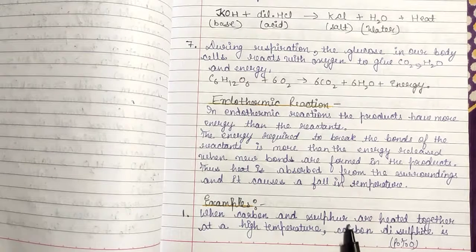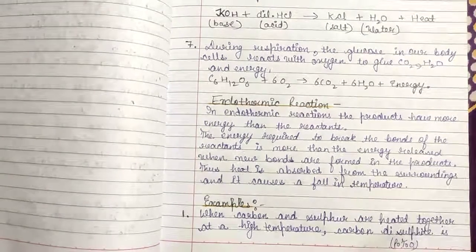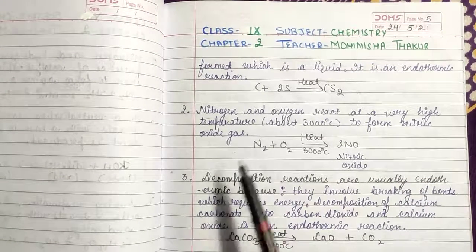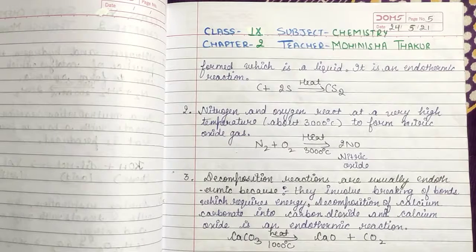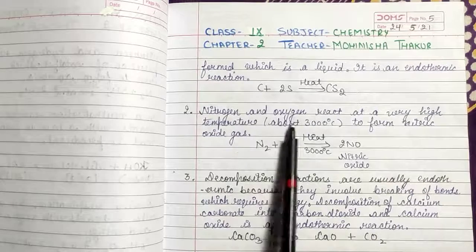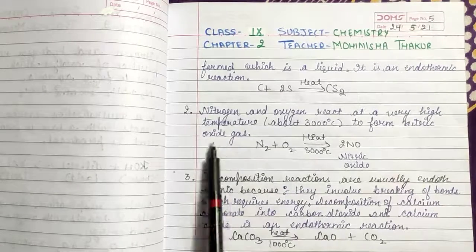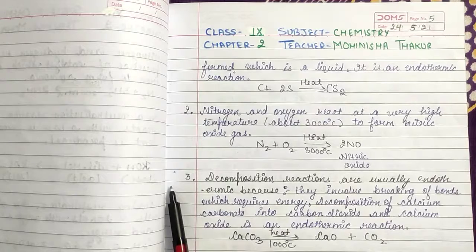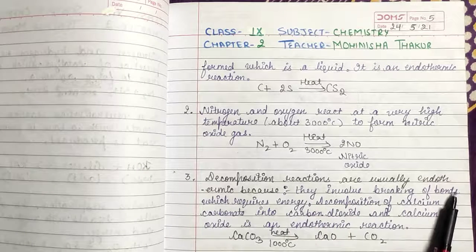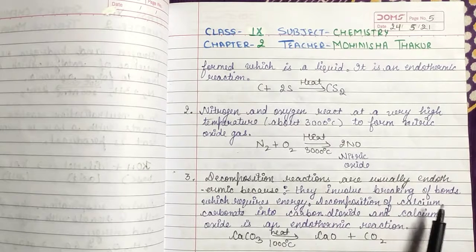Example: when carbon and sulfur are heated together at a high temperature, carbon disulfide is formed, which is a liquid. It is an endothermic reaction that you may observe on page number 5 of the notes. Second, when nitrogen and oxygen react at a very high temperature, about 3000 degrees Celsius, they form nitric oxide gas. Third, decomposition reactions are usually endothermic because they involve breaking of bonds, which requires energy. Decomposition of calcium carbonate into carbon dioxide and calcium oxide is an endothermic reaction.